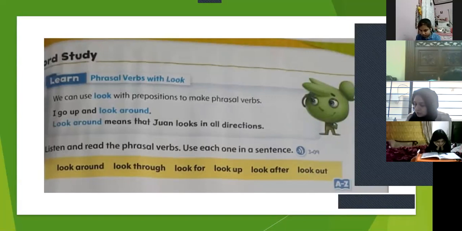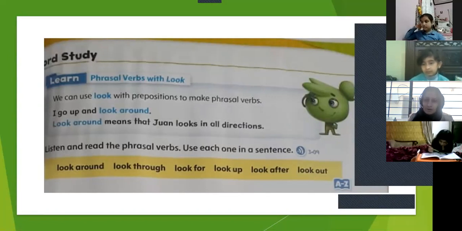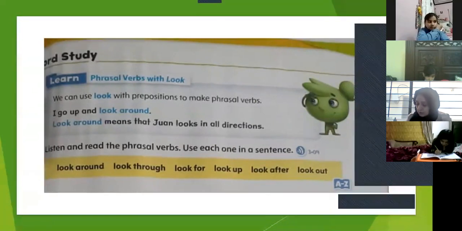Look up means to try to find information in a book. When it is specifically related to some information you are reading somewhere, look up, okay? When you are finding out some information in some book or anything, you are looking it up. Look after, as you all know, means when somebody is sick and you look after somebody, okay? To take care of someone or something means you are looking after it.